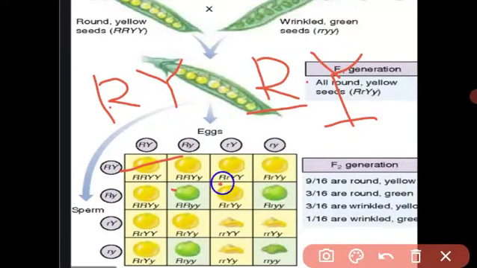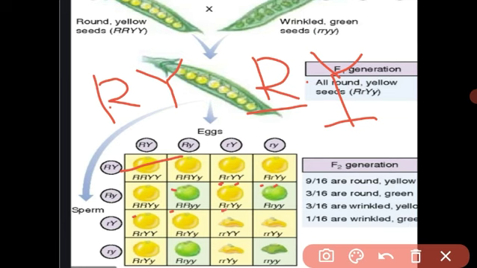There is also capital Y, capital R. It also contains the capital R, capital Y. So it is also round and yellow. There also is a capital R, capital Y. So it is also round and yellow. In this the capital R, but small y, small y. So the seeds are round, but the color is green.